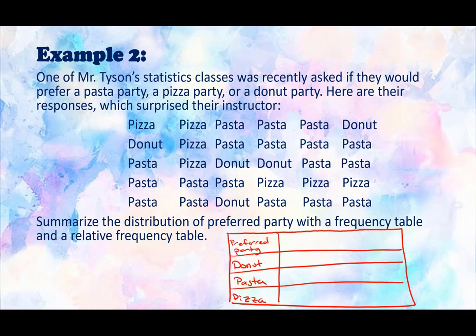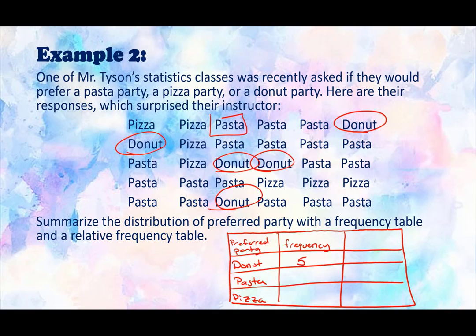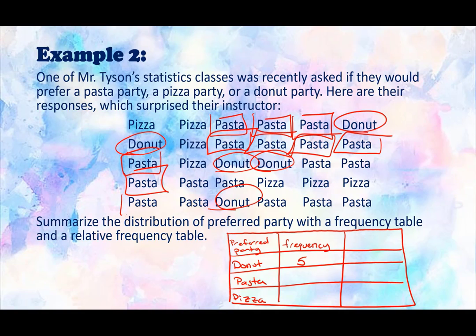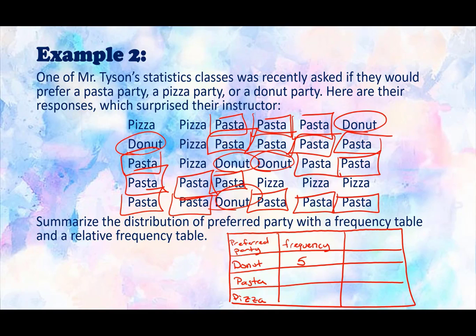Okay. And what we're going to do first is find the frequency. So what is the count of each? So let's look at donut first. We have 1, 2, 3, 4, 5 donuts. So the frequency of donuts is 5. Okay. Now let's look at pasta. We have 1, 2, 3, 4, 5, 6, 7, 8, 9, 10, 11, 12, 13, 14, 15, 16, 17, 18.